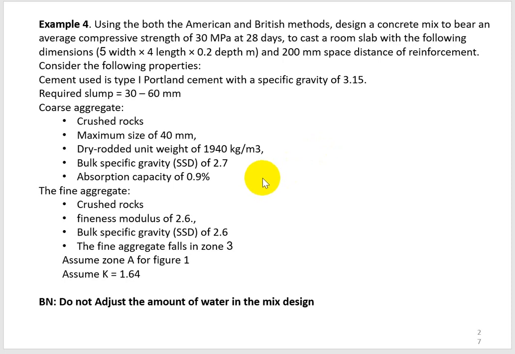نكمل المحاضرة رقم 4 ووصلنا للمثال رقم 4. وبهذا المثال راح تلاحظون أنه يطلب التصميم للكونكريت ديزاين ميكس using both the American and British method. فهنا هذا راح يصير الحل بالطريقتين في آن واحد.